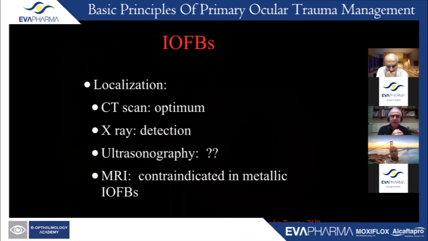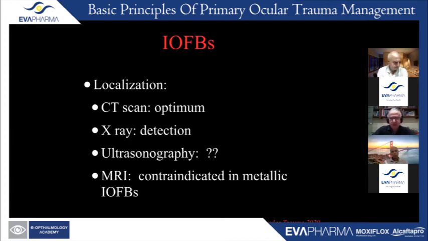An important thing, if you can't localize the foreign body visually, is to do a CT scan. And this is really the milestone and the hallmark of the diagnostics in the management of intraocular foreign body. So a CT, either axial or coronal sections, and this will show you where the foreign body is. X-ray detection is just for detection. It will not show you the localization.